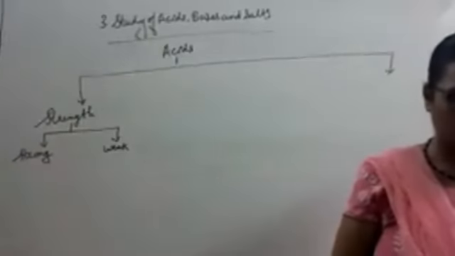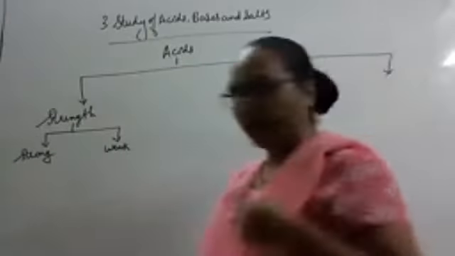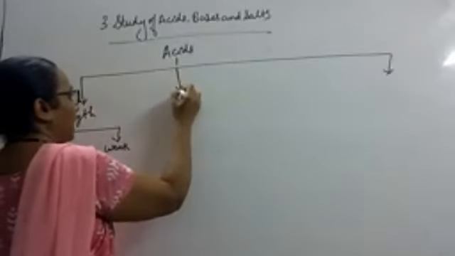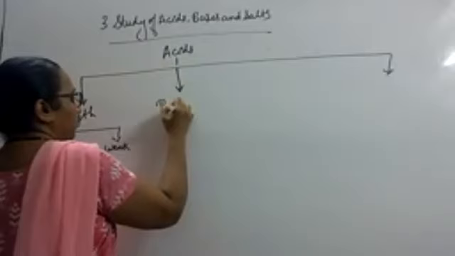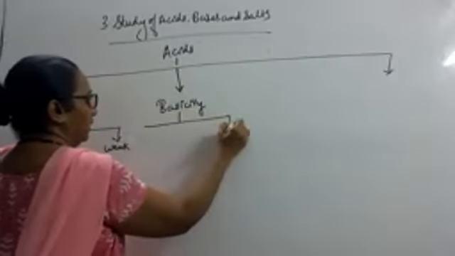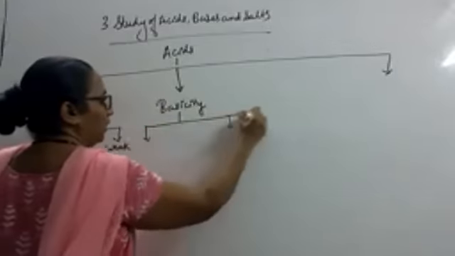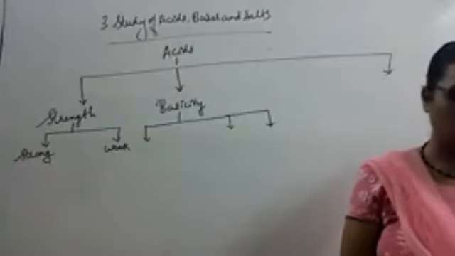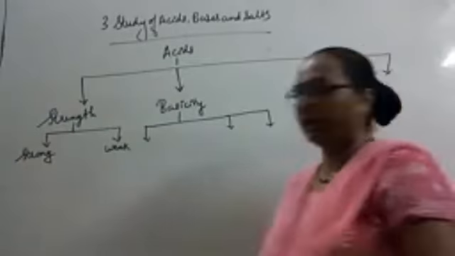Okay, then it is classified based on the basicity. I'll tell you what is basicity. Basicity means the amount of hydrogen ions present in that acid. In that, it is classified into 3 types.